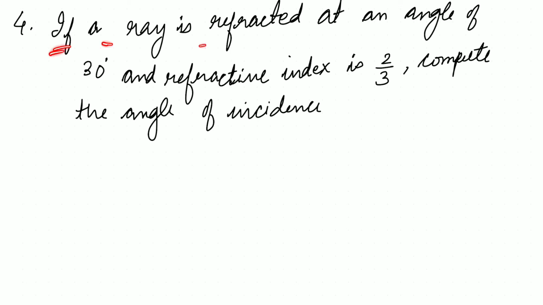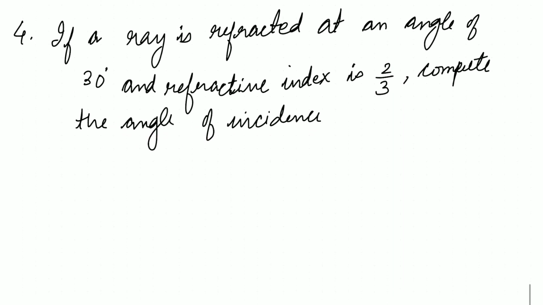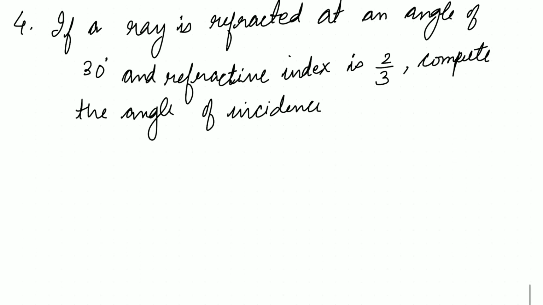That is, if a ray is refracted at an angle of 30 degrees and the refractive index is 2/3, compute the angle of incidence. So basically you have a ray which is refracted at an angle of 30 degrees and the refractive index is also given to you. All right, great. So very quickly, let's say I have this interface, right? And the refractive index is given to you, and compute the angle of incidence.